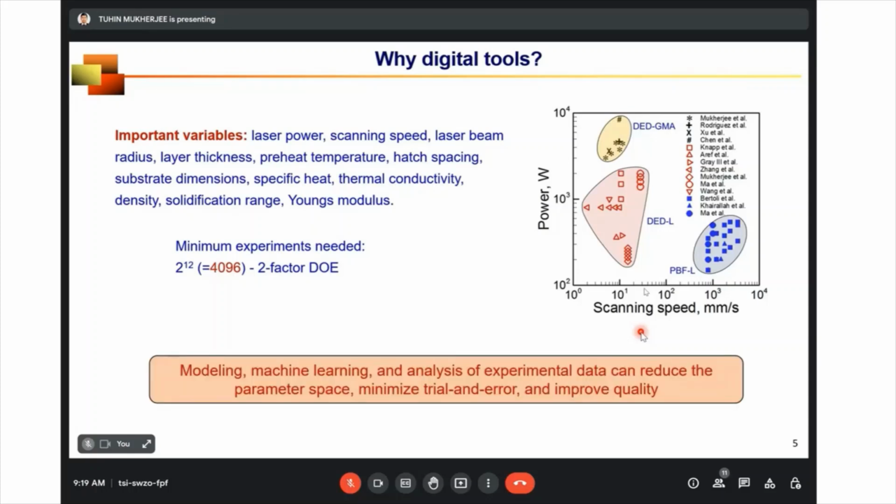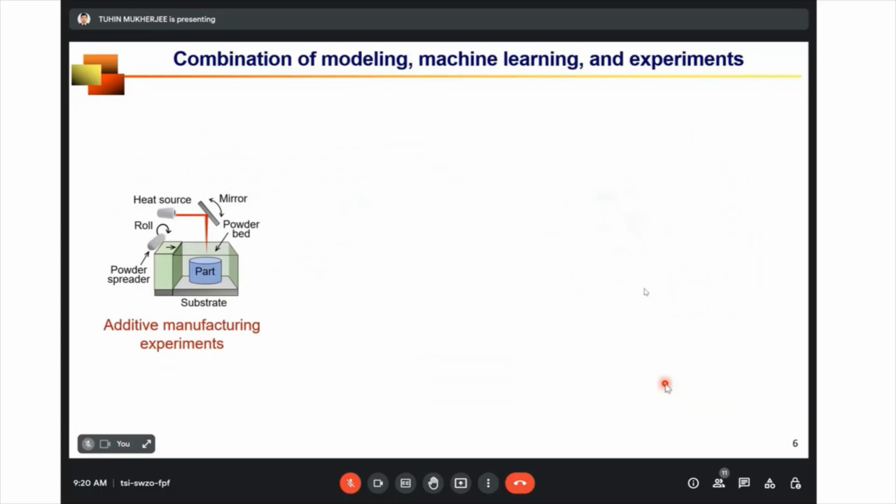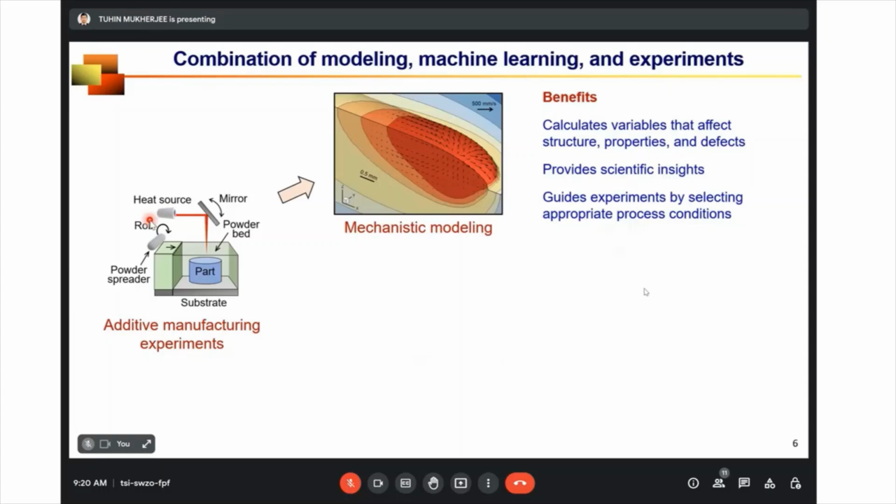But in contrast, digital tools such as modeling, machine learning, and analysis of experimental data can tell us what works and what does not work before doing the experiment. So it can effectively reduce the parameter space, minimize the trial and error, and improve the quality. So that's the viable alternative. There are two routes. We do the experiments and know what process conditions and material properties we want to use, and based on the underlying physical principles, we develop mechanistic modeling that captures the additive manufacturing process and also the evolution of microstructure, properties, and defect formation.